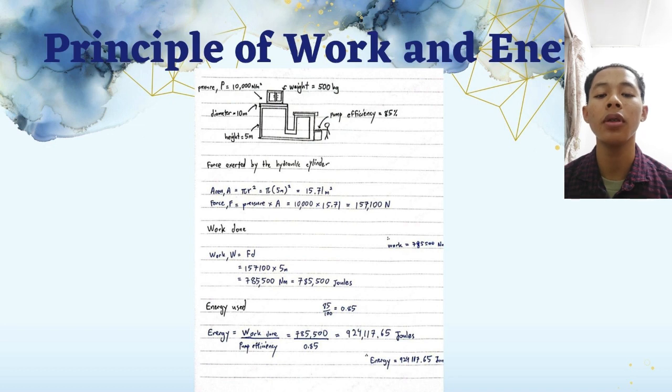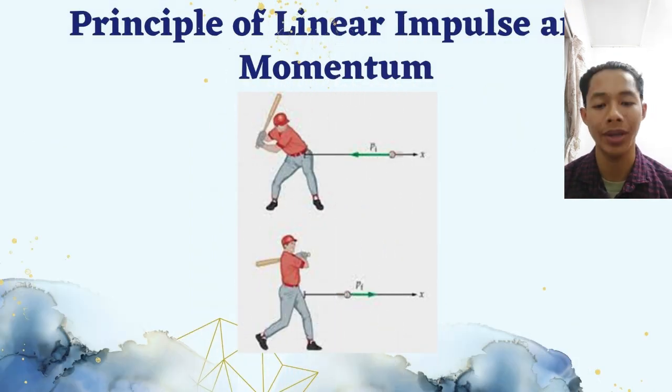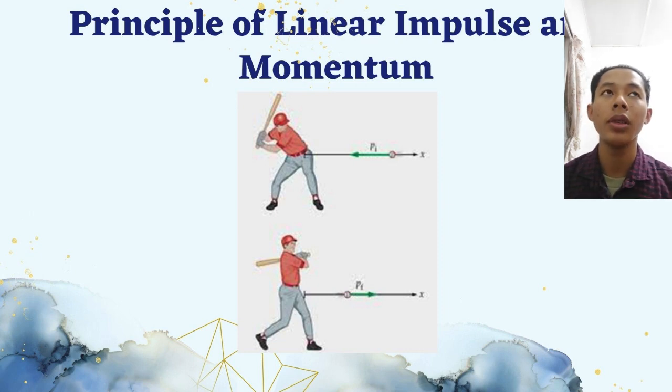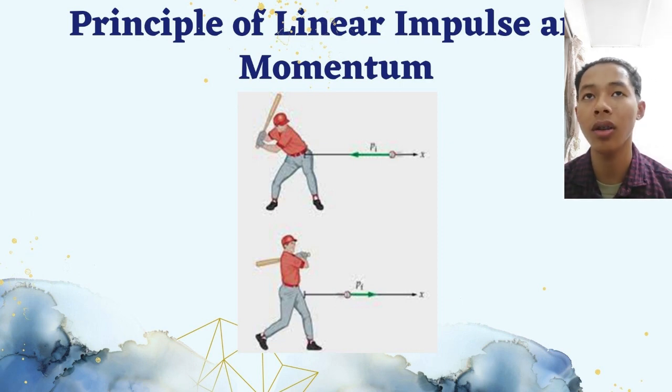Lastly, let's explore the principle of linear impulse and momentum. Momentum is a measurement of mass in motion given by the product of mass and velocity. Impulse quantified by force acting over time is closely related to change in momentum. Understanding this principle helps us comprehend the motion resulting from forces acting on objects.